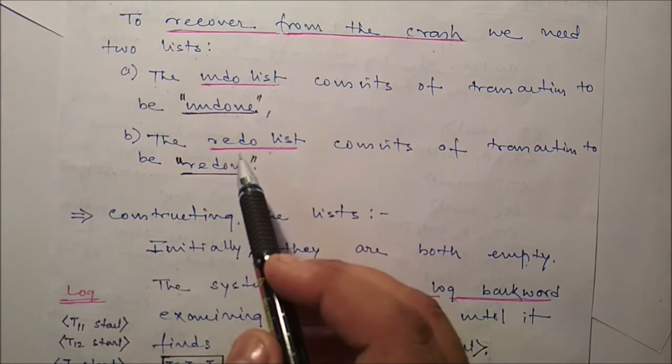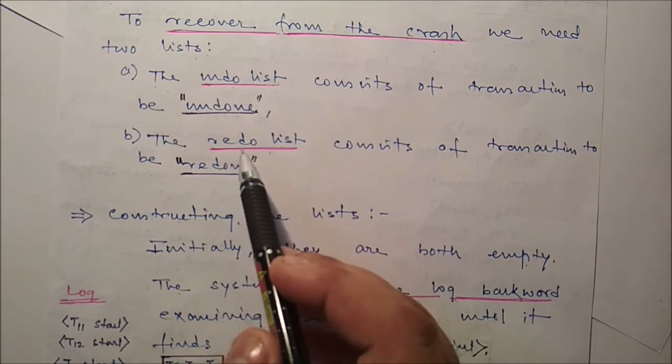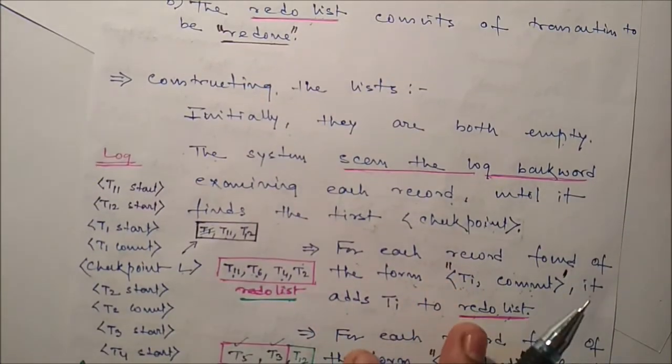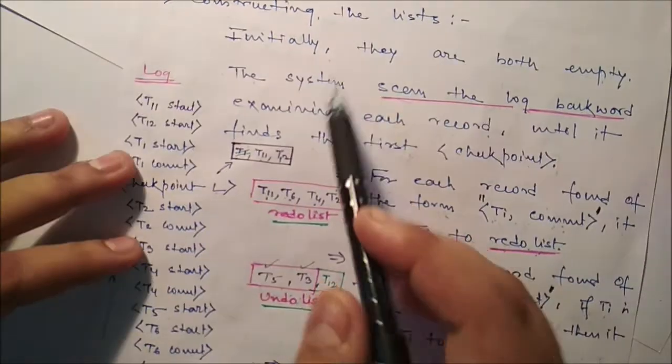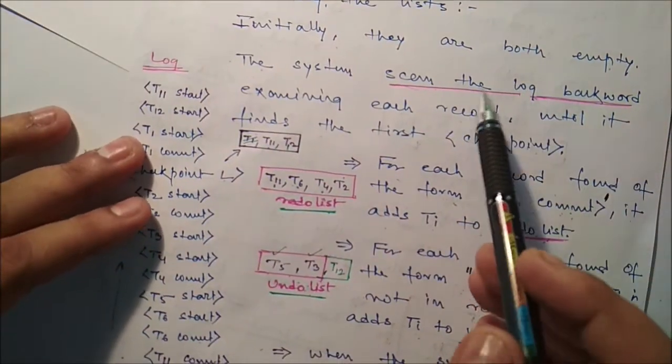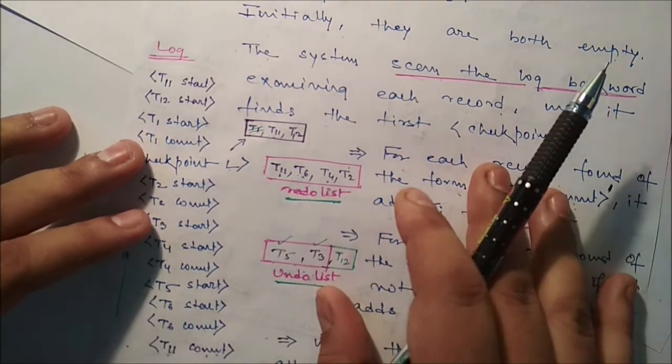We can update the database from the log file. That is what redo we have discussed. Now constructing the list. Initially, the two lists, undo and redo, both are empty.